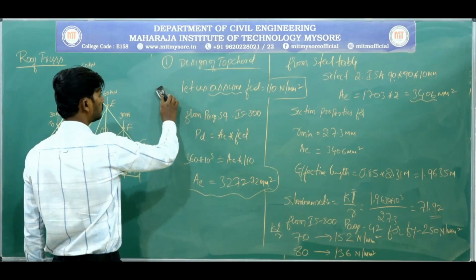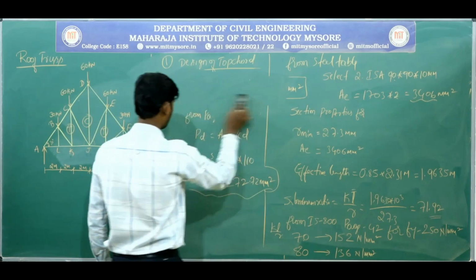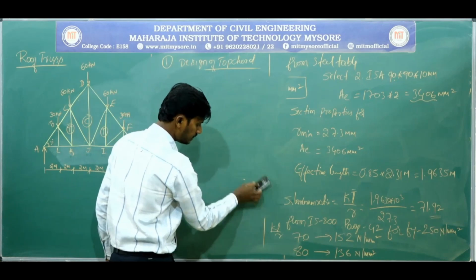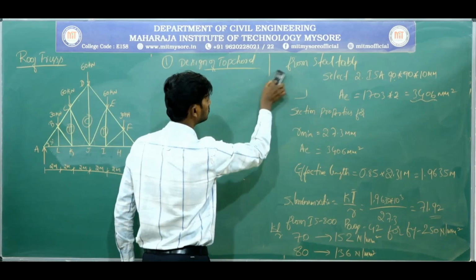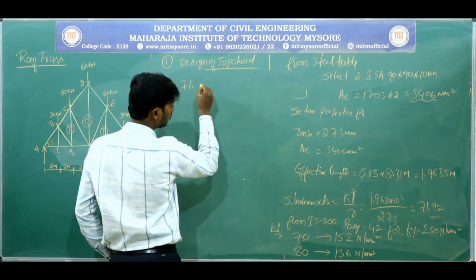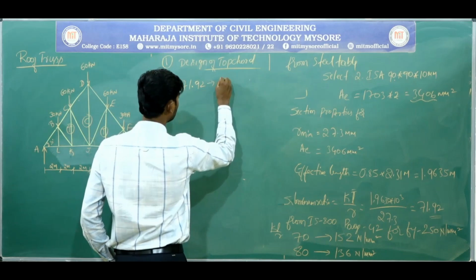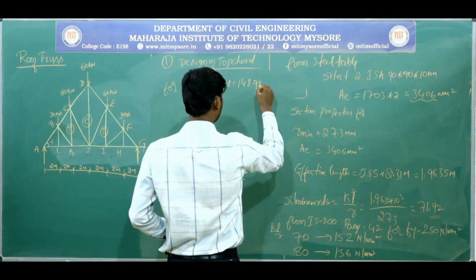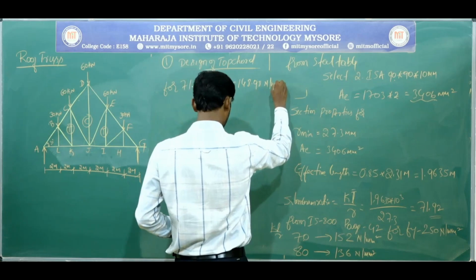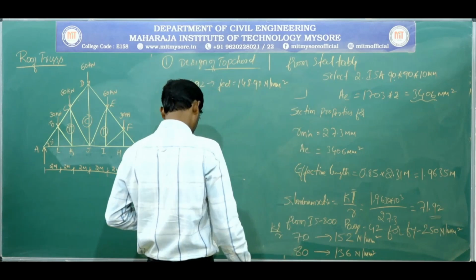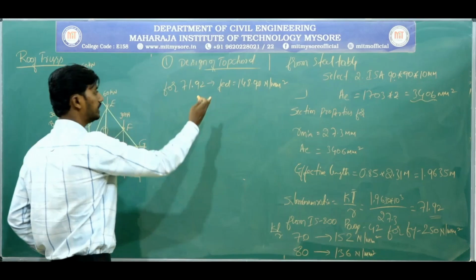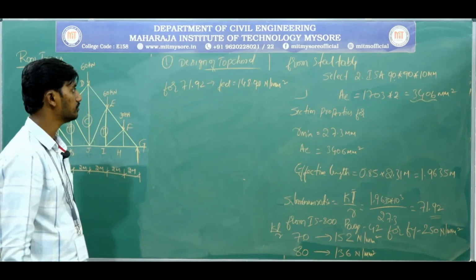71.92. So if you do interpolation, you will get the actual value of FCD. That we'll do here. For 71.92, FCD will become 148.928 Newton per mm square.